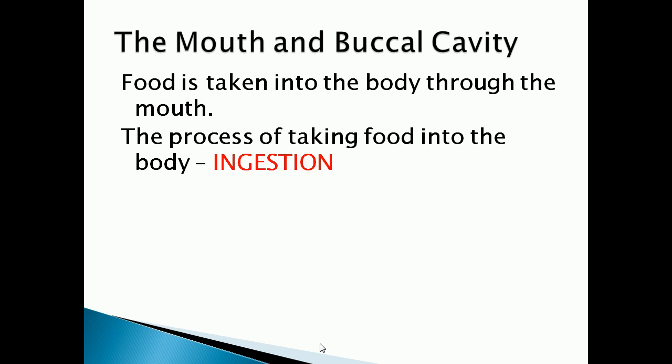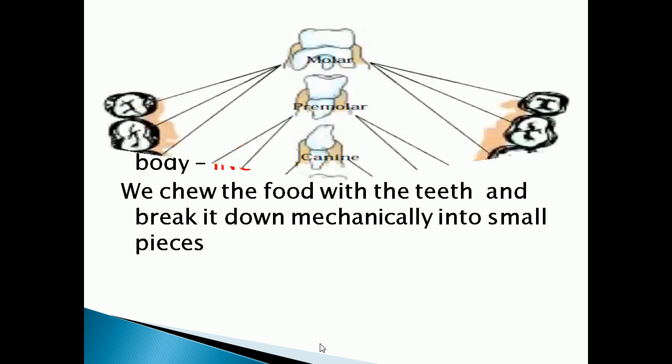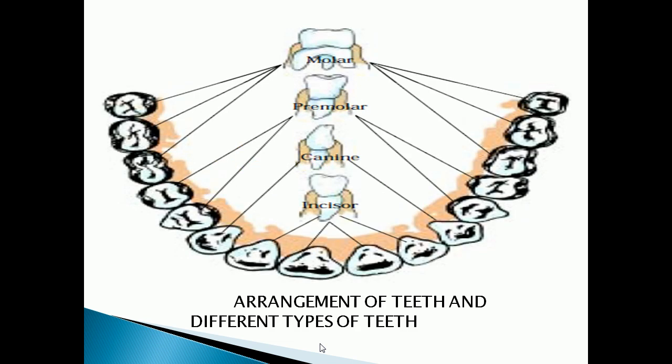So we chew the food. How do we chew the food? We chew the food with the teeth and break it down mechanically into small pieces. So with the help of teeth we break the food into small pieces. Here you can see the picture of teeth. You know there are 4 types of teeth, which you studied in 6th standard. What are the types of teeth? Incisor, canine, premolar and molar teeth.